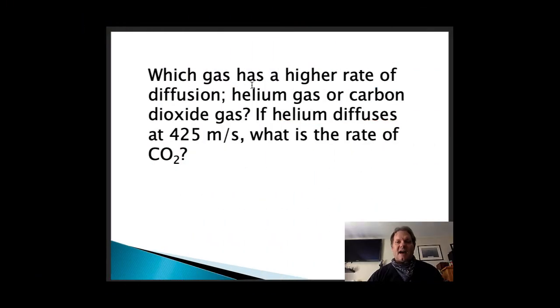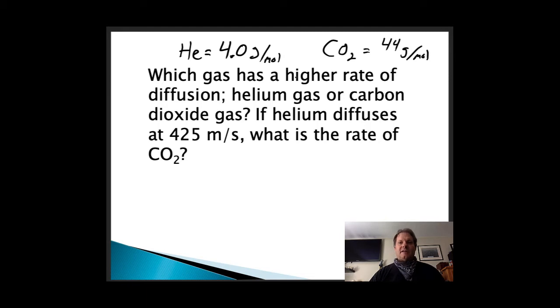So which gas has a higher rate of diffusion? Helium gas or carbon dioxide gas? Well, let's answer that first question. If I look at the periodic table, helium has a mass of 4.0 grams per mole. Carbon dioxide is at 44 grams per mole. So clearly, the carbon dioxide is heavier, the helium is lighter, so the helium must be faster.